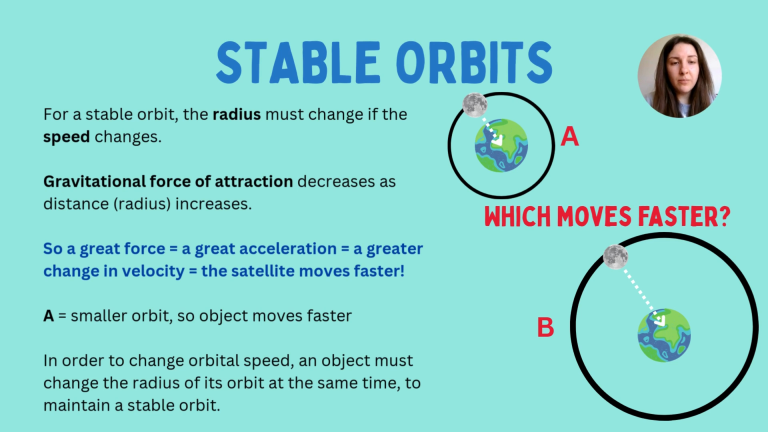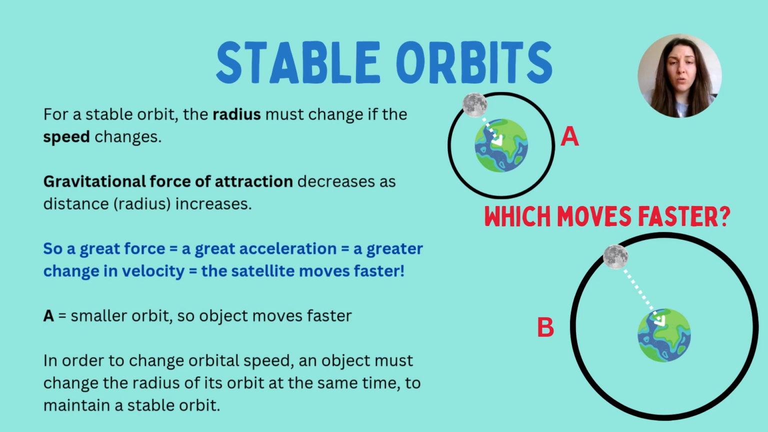So if we look at B, you can see the moon is further away from the Earth, which means the force of gravity acting on that satellite is weaker than it would be in A, because it's close together in A. So we know that the greater the gravitational force, the greater the acceleration, and therefore the greater the change in velocity, and therefore the satellite will move faster.